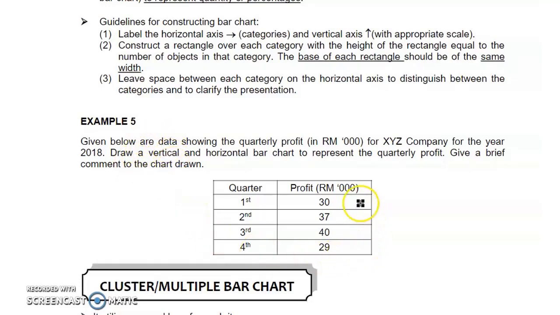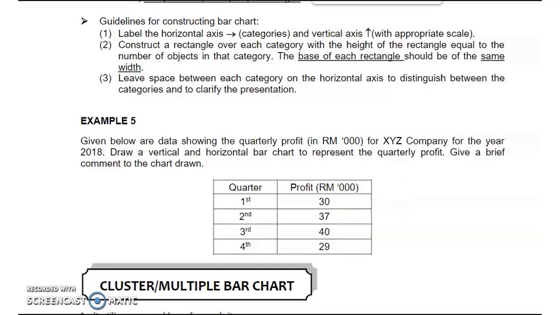First, look at the data given, look at the highest and lowest value, in order to find the appropriate scale. In this data, the highest value is 40, lowest is 29. So maybe you can use a scale of 10. A scale of 10 means that when you draw your bar chart, it will be 10, 20, 30, and so forth. If you want to use a scale of 5 also, no problem. When you use a small scale, your graph will be bigger, but when you use a larger scale, your graph will be smaller.